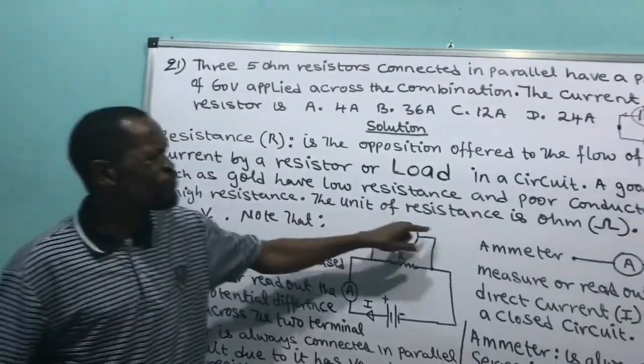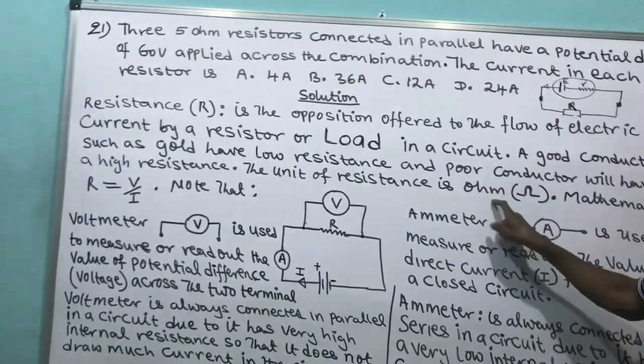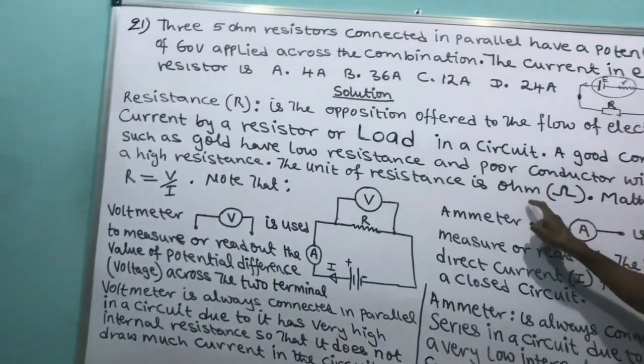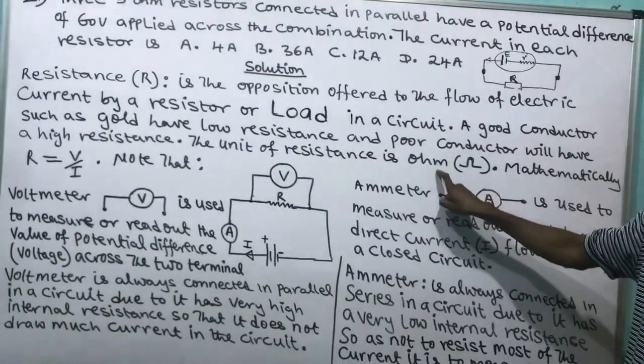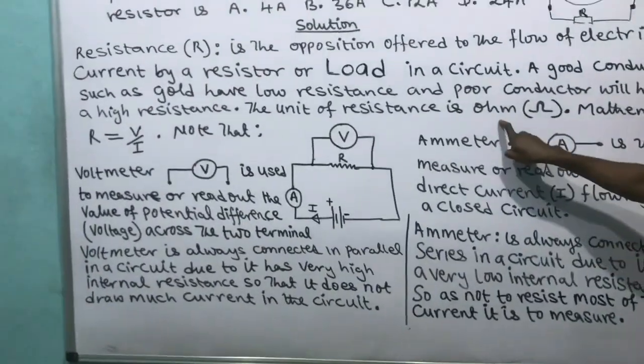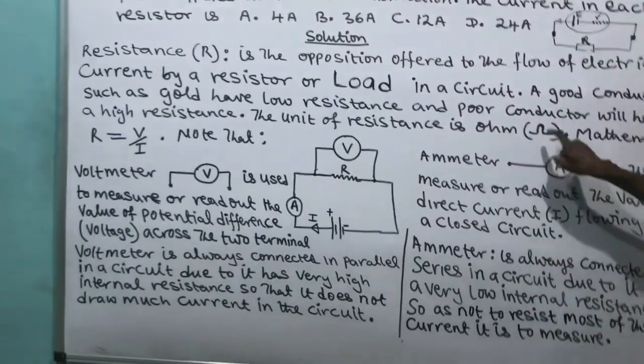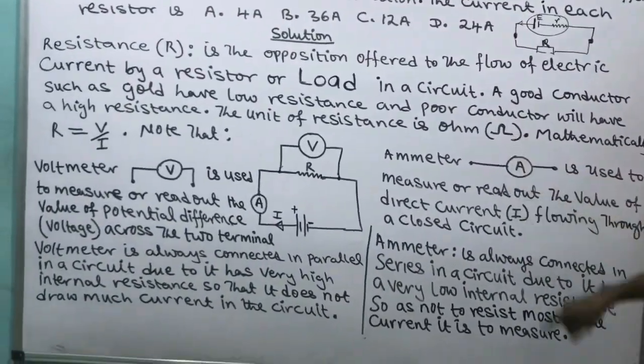And the unit of resistance is ohms. Look at the unit. It's called ohms. We use the name of the German, George Ohm, in memory of his name, as the unit of resistance. We said ohms. And the symbol is this. Look at it. The symbol is this.